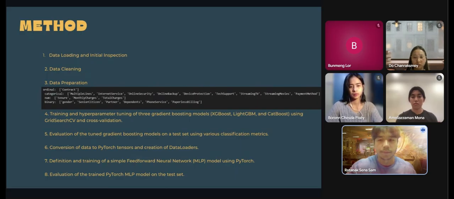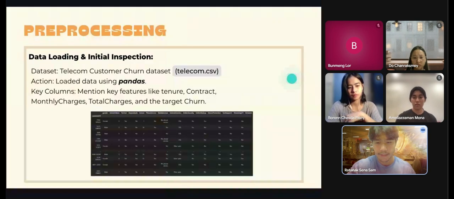And then we evaluate the models, and we tune the gradient boosting models and test them using classification metrics. And then we have a conversion of data to PyTorch tensors and creation of data loaders. So we start to do the deep learning model, and then we define and train a simple feed-forward neural network (MLP) using PyTorch, and then we evaluate the model, and then that's it. Okay, next.